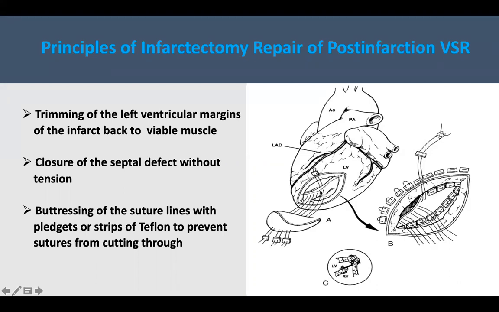So you basically do an infarctectomy and then do a patch. But the problem here is most of the time, it is an infarction, so it is difficult to judge the healthy myocardium in an acute setting. But this infarctectomy procedure has been reported by Daggett, and he showed good results. His mortality, in his paper, was around 37%.